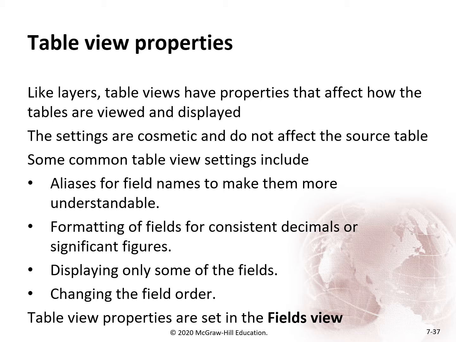So what are some of the properties? Like layers, table views have properties that affect how they're displayed. Some settings are cosmetic and don't affect other things. Some things do. So some common table view settings include things like aliases for field names that make them more understandable, formatting for fields so you have consistent use of decimals and significant figures, displaying only some of the fields, so you can go in and select only the fields you want to see in the attribute table, and that makes it a lot easier to work with. You can change the order that they appear. All this is about making it more user-friendly.